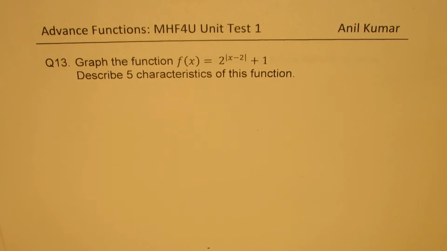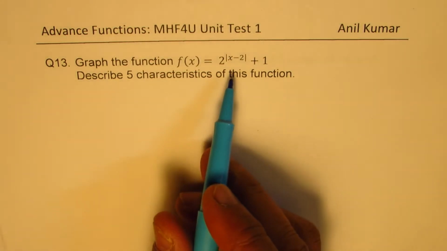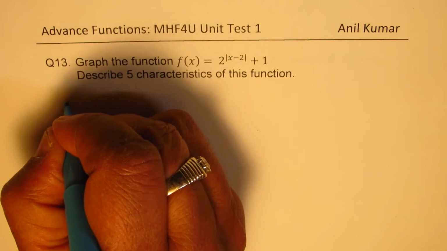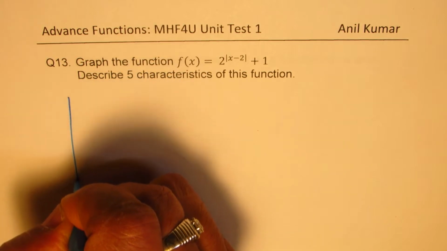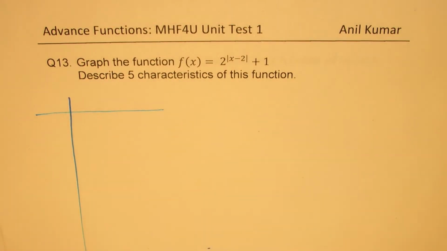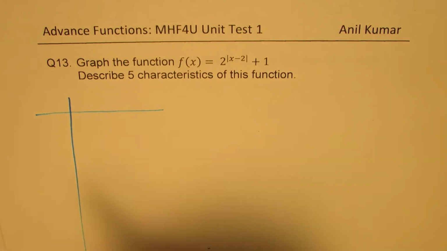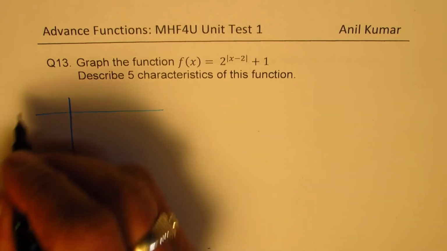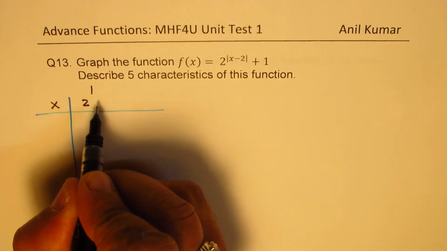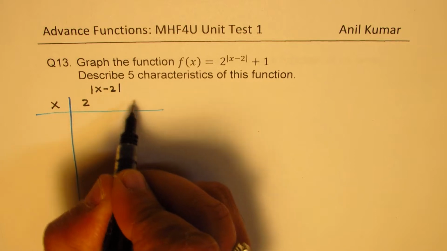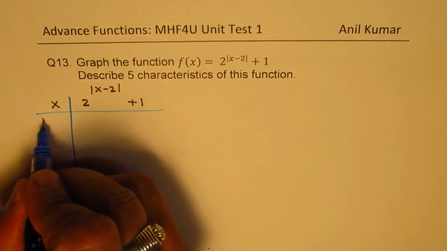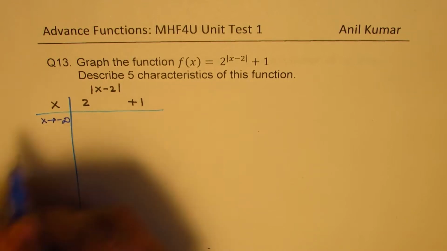Now, in such questions, I'll prefer that you create some table of values, right? So let's make a table of values here. So we'll have different values of x, and for that, we are going to calculate the y values. So let's take some x values. And for each x value, we'll calculate what is 2 to the power of absolute value of x minus 2 plus 1, correct? Okay. So let's begin with when x approaches minus infinity.